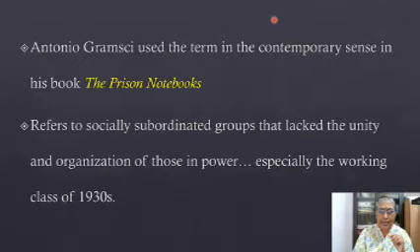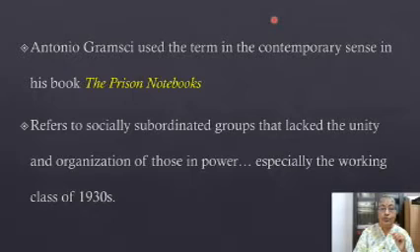Gramsci is actually using the term to refer to not the army officials but to some other people. He specifies the term and what he means by that term in his book, The Prison Notebooks. He refers to the socially subordinated groups that lack the unity and organization of those in power, especially the working class of 1930s. So it is in this sense that he used the term subaltern.